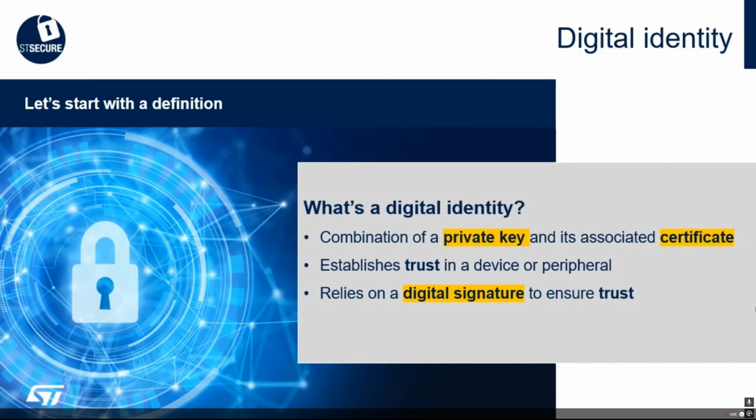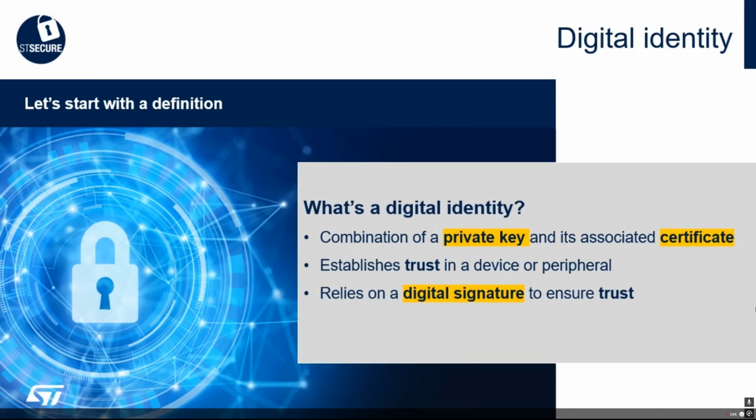Let me start with a definition. A digital identity is used to identify an object in the digital world. In the digital world, a digital identity combines a certificate and its associated private key. To establish trust, the object must present a valid digital identity and prove that it is legitimate to use this identity. The certificate is used to verify the object identity, while the private key proves that the object is legitimately authorized to use that identity.